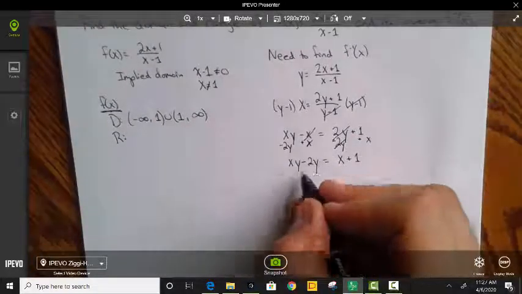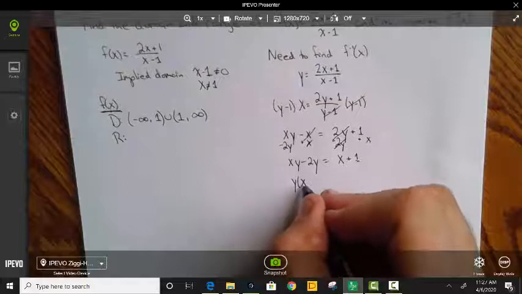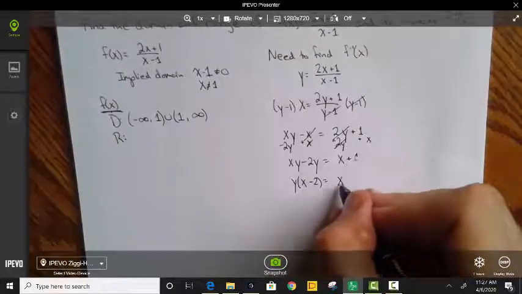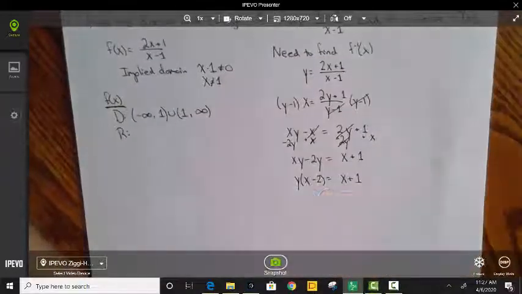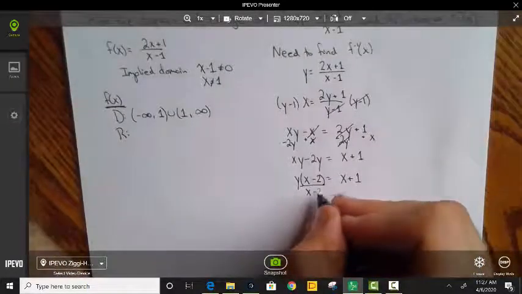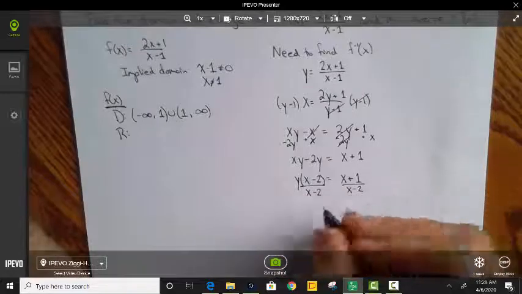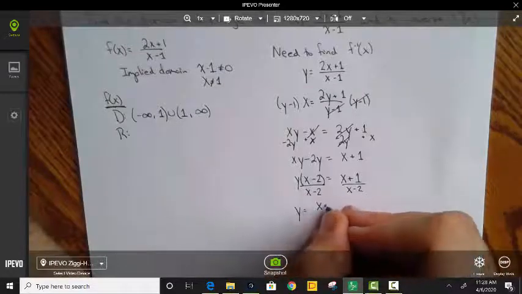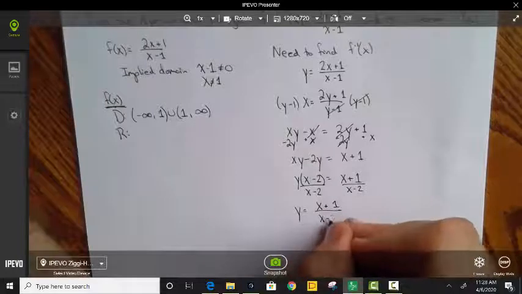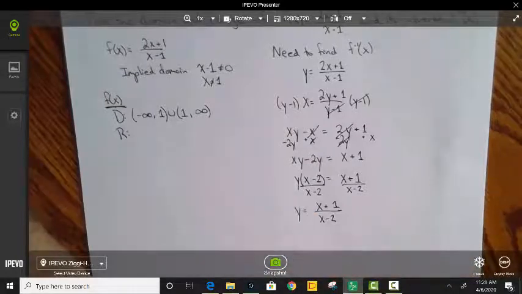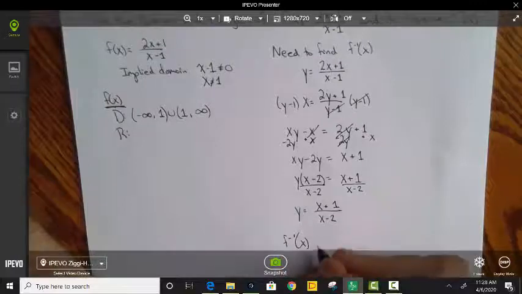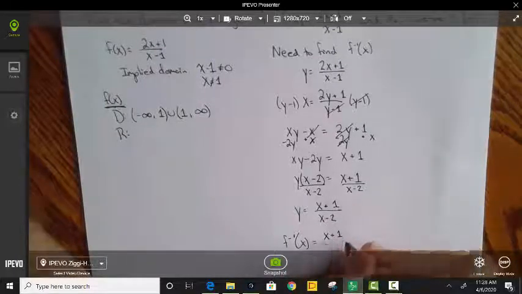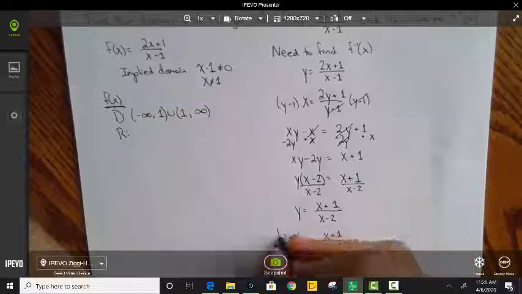And now that these both have a y in them, we can factor out a y. And we get y times x minus 2 equals x plus 1. Divide the x minus 2 over, which gives us y equals x plus 1 over x minus 2. And this is now the inverted function. So now we know what the inverse function is. The inverse function is x plus 1 over x minus 2.